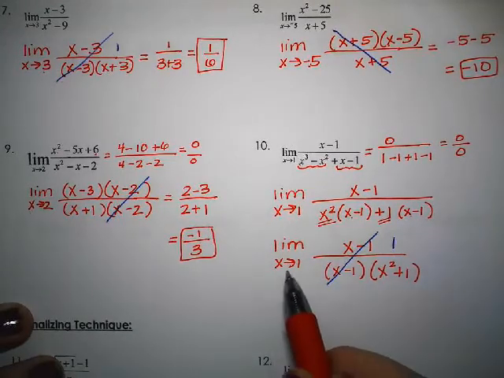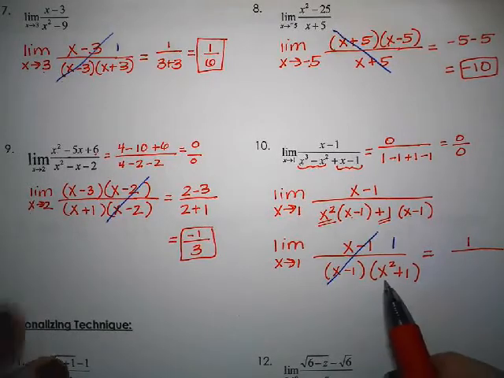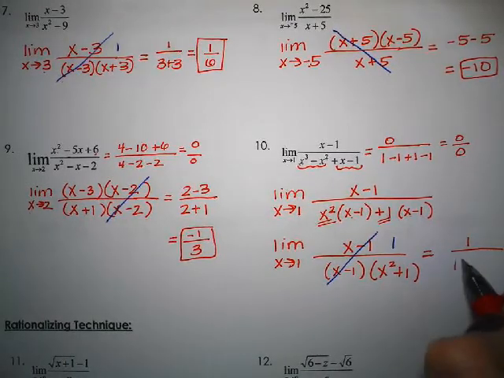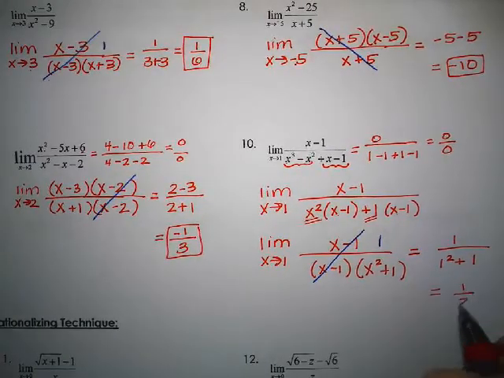And now I'm ready to substitute in. So I no longer need to write the word limit. If I substitute in, the numerator is just the number 1. The denominator is 1 squared plus 1. And my final answer is going to be 1/2.